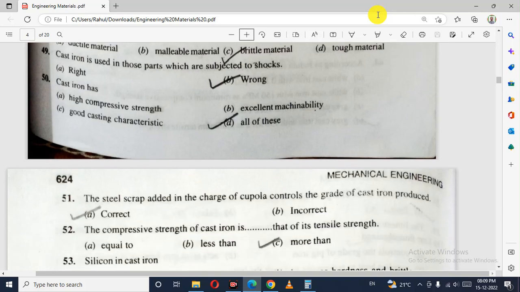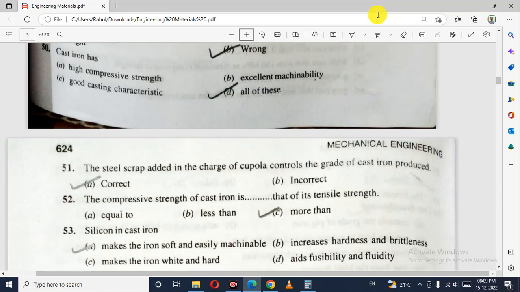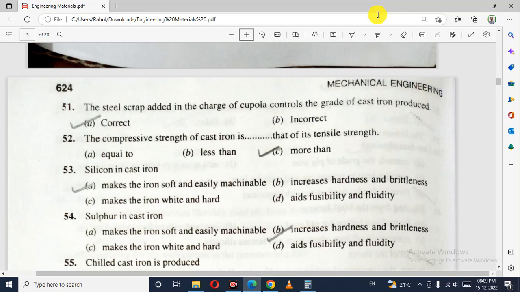The steel scrap added into the charge of the cupola controls the grade of the cast iron produced. Correct. The compressive strength of cast iron is more than its tensile strength. Silicon in cast iron makes it soft and gives easy machinability. Sulfur in cast iron increases hardness and brittleness.